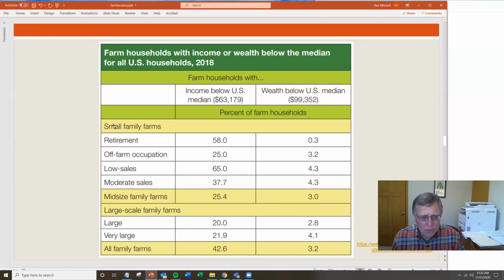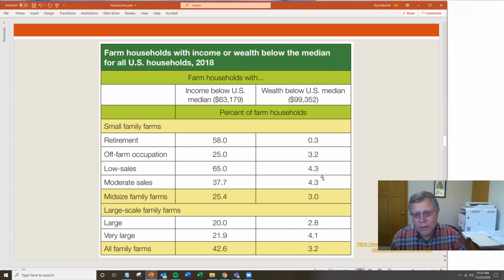These are the same categories on the side here as you read across these rows. The first number is percent of farm households with income below the median, and then the wealth below the U.S. median. The U.S. median wealth is roughly $100,000. The median income is $63,000. And what you see is one of the stylized facts about farms is they have low income but high wealth. They have a lot of land. Land is worth money.